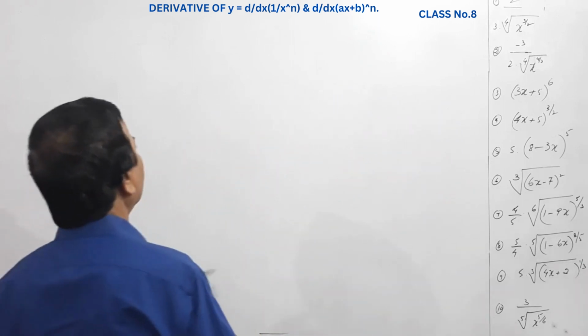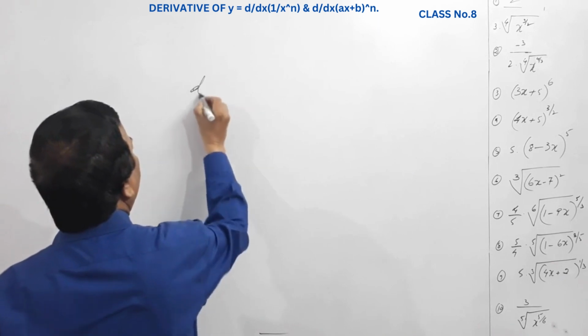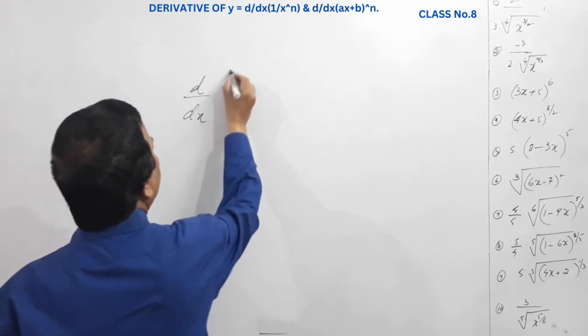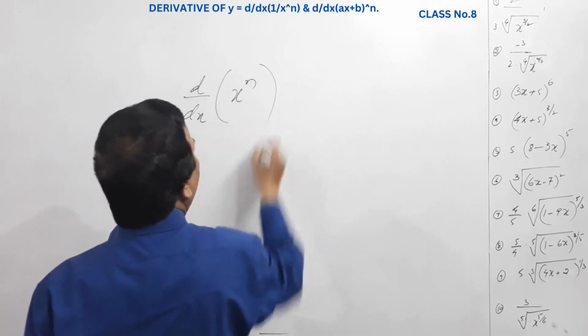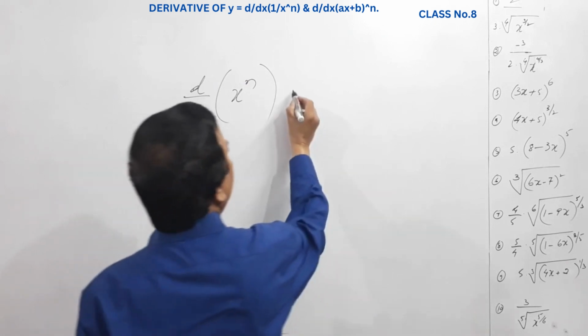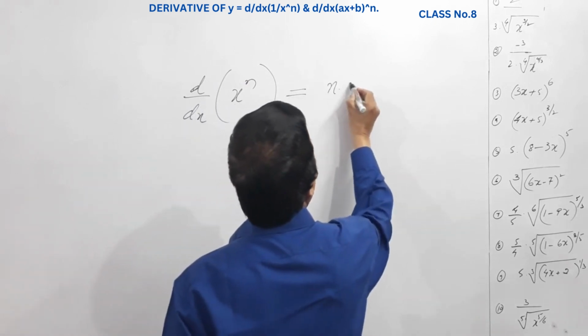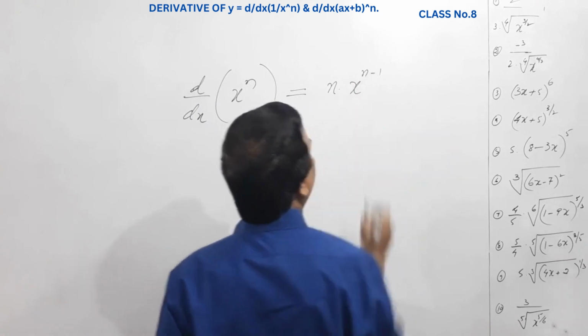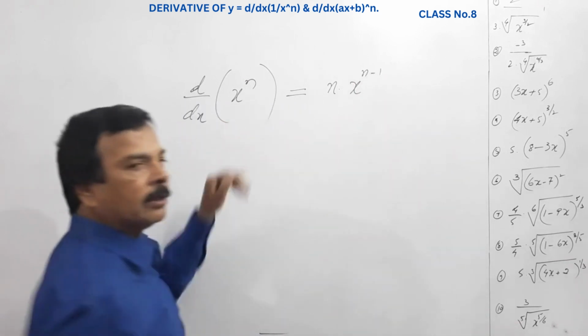So without wasting our time, let's start. Dear students, I have taught you d by dx of x to the power of n. We have taught you this. So the solution is what? n into x to the power of n minus 1. This is the solution for this.